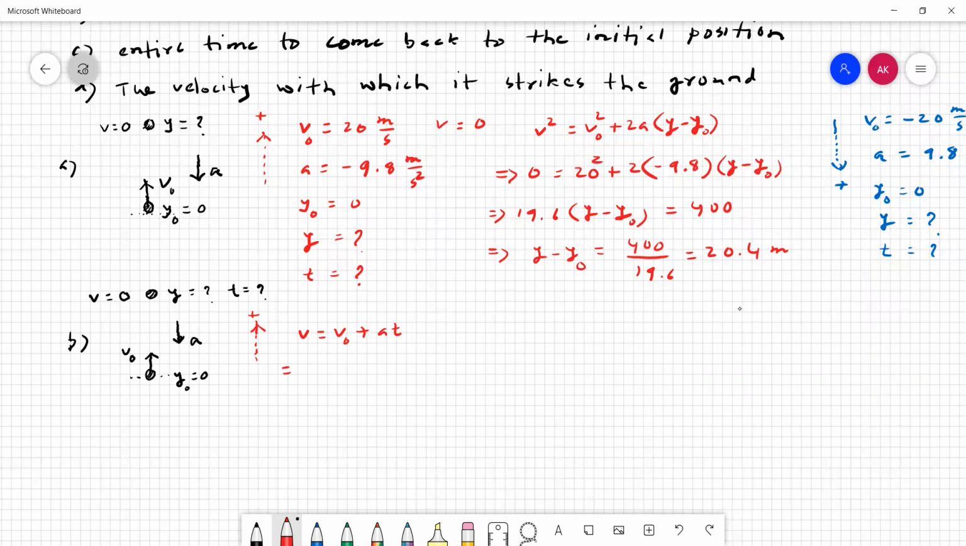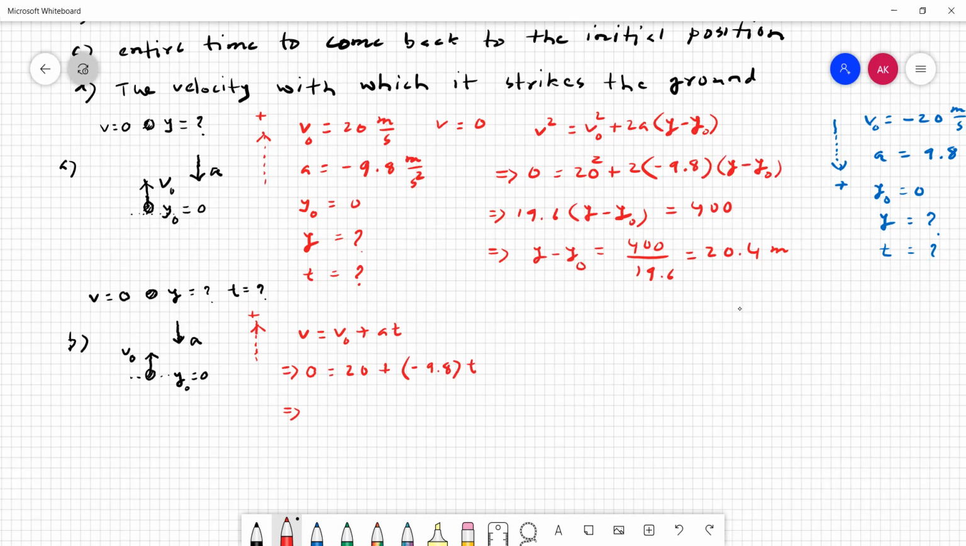So what is V in this equation? Initial or final velocity? Final. And that is how much? 0. What's the initial velocity? 20, plus 20, because we are using the upward direction to be positive. And what's the acceleration? Negative 9.8, if we use the upward direction to be positive. So now we're going to solve for T.